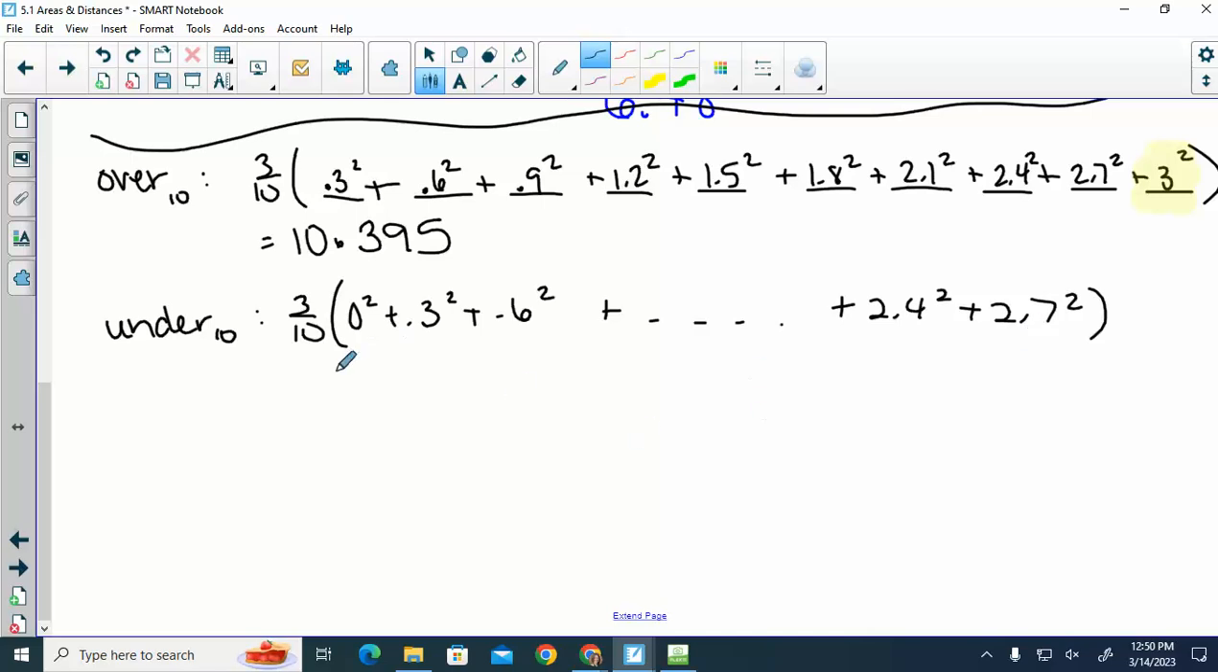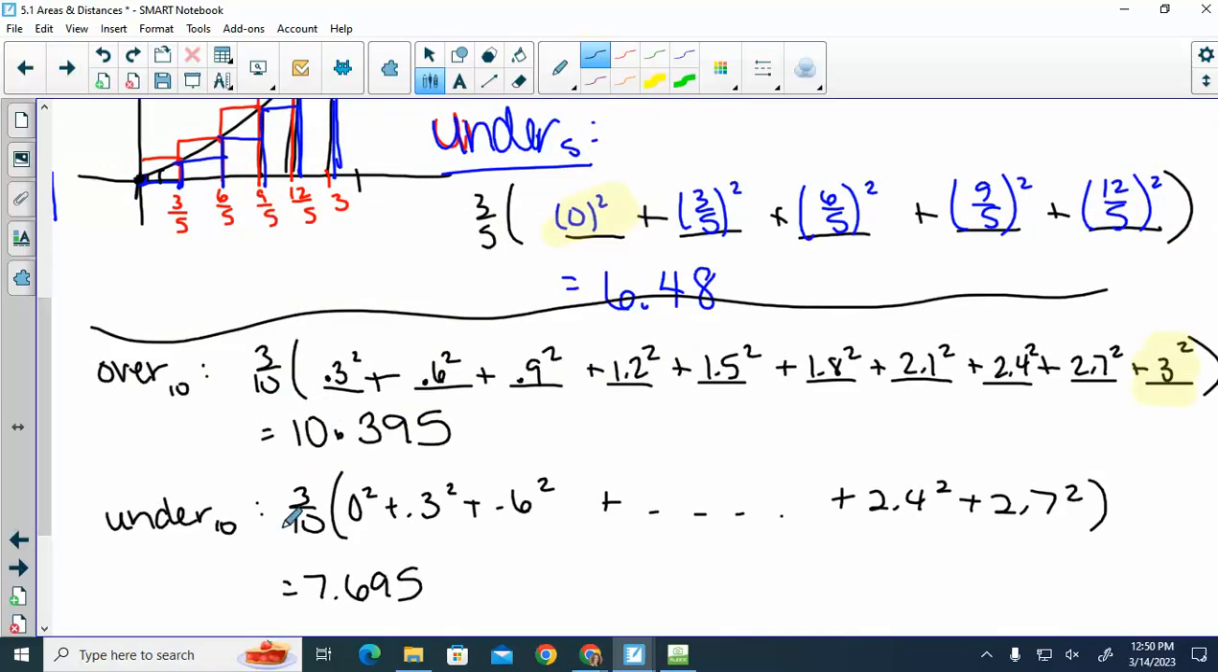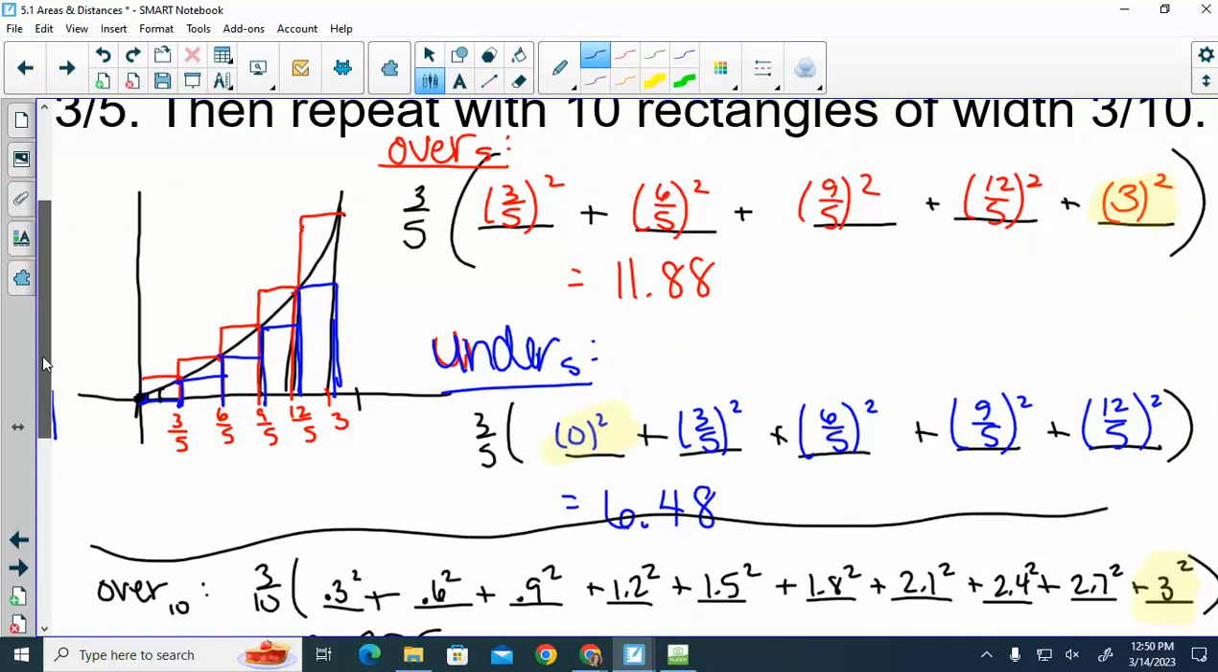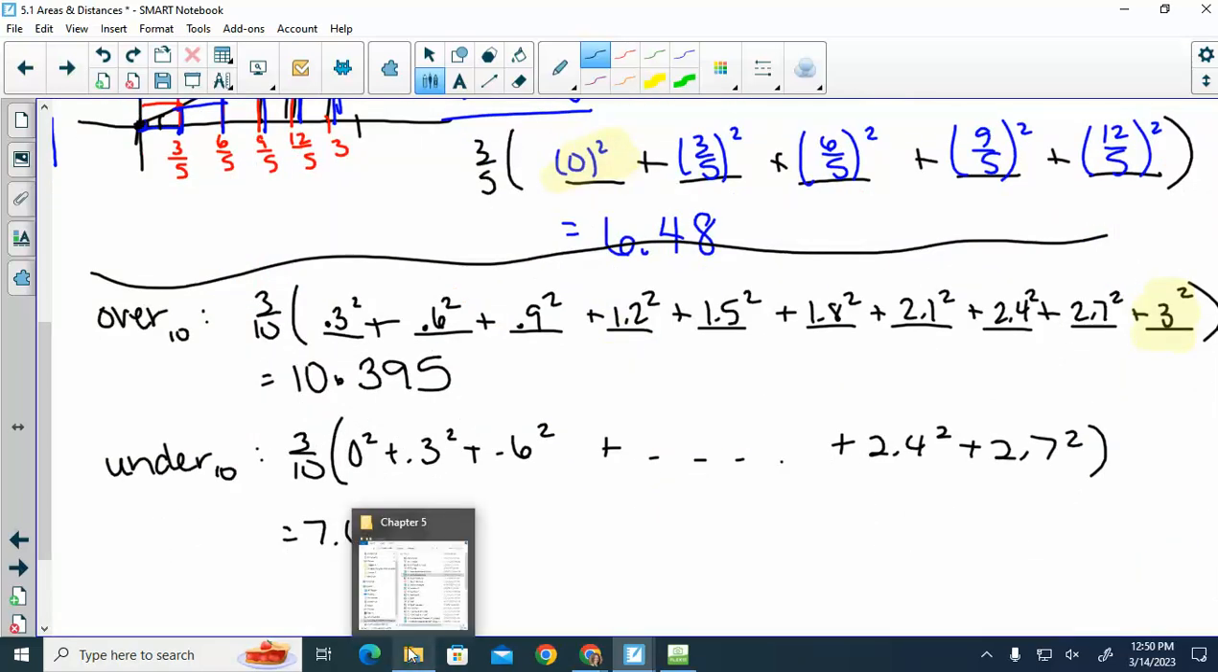So this one is 7.695. Notice these are a little bit closer together than our original two estimates. The true answer is still somewhere in the middle. So your best guess right now would probably be to average the two of them and find the middle. It's not going to be perfect, but it's better.